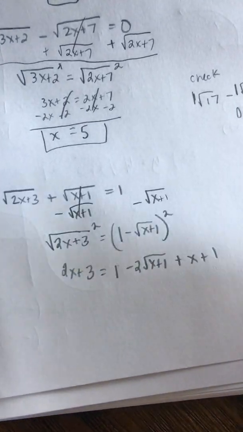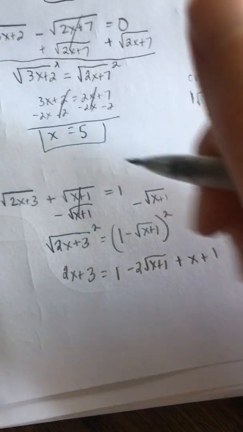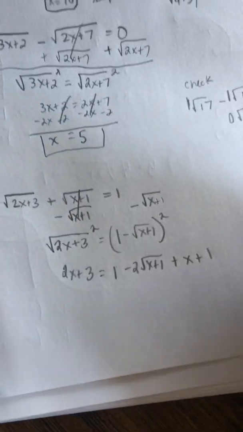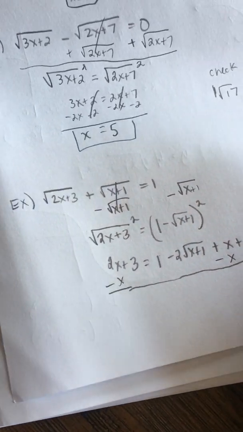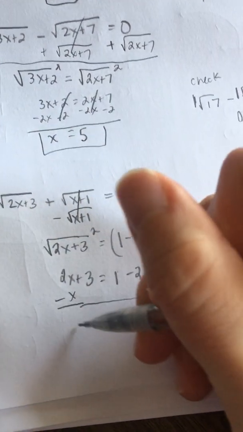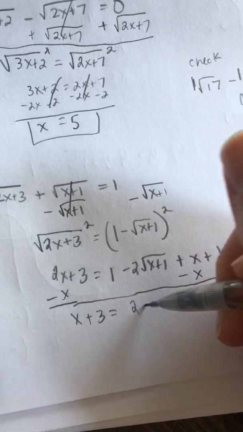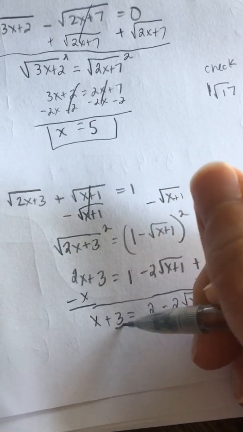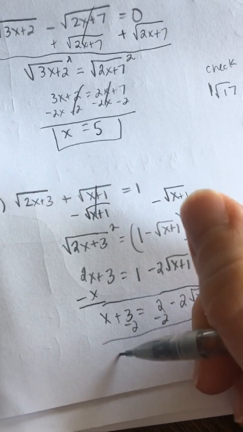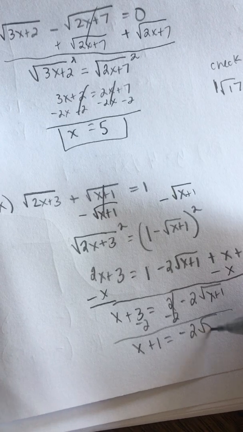I now have a new radical equation, so I want to isolate this. 1 plus 1, maybe I should just do that on this side. I'm going to keep this. Actually, I'm going to subtract over the x. So I'm going to go ahead and do that. And I'm going to get x plus 3 equals 1 plus this 1 is 2 minus 2 root x plus 1. Get a minus the 2. And then I'm going to get x plus 1 equals negative 2 root x plus 1.